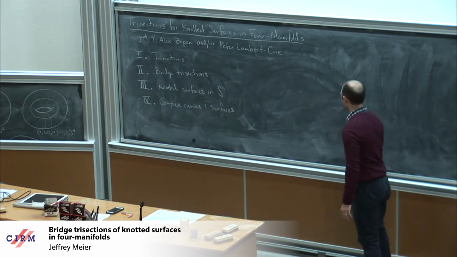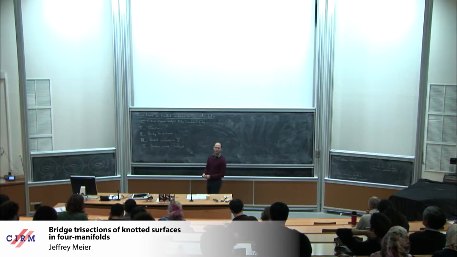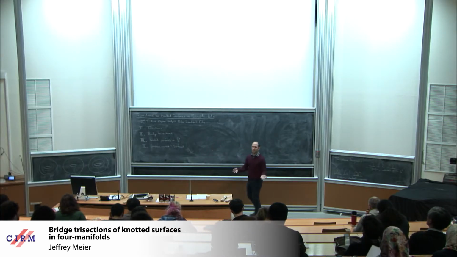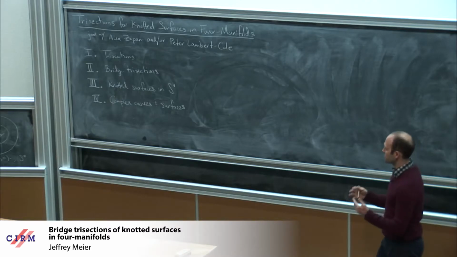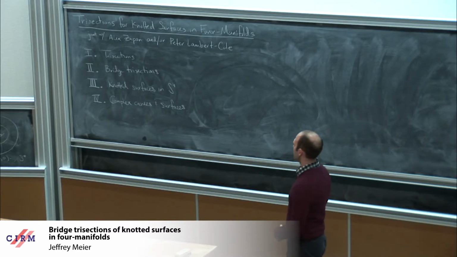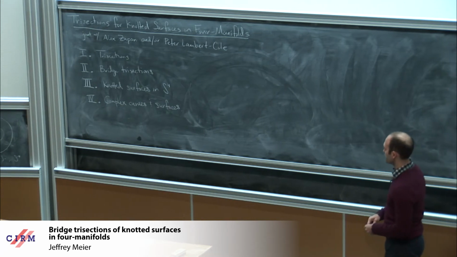So what I'd like to talk about today is a new way of thinking about knotted surfaces in four-manifolds that comes from the trisection, adapting the trisection theory of Gay and Kirby to this relative setting, and is sort of a direct analog of the way that classical knots and links in three-manifolds are studied via bridge splittings.